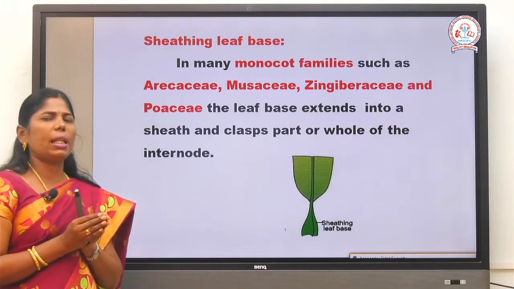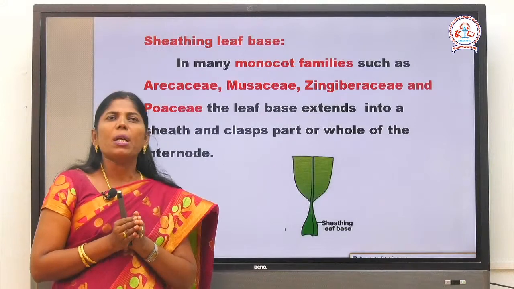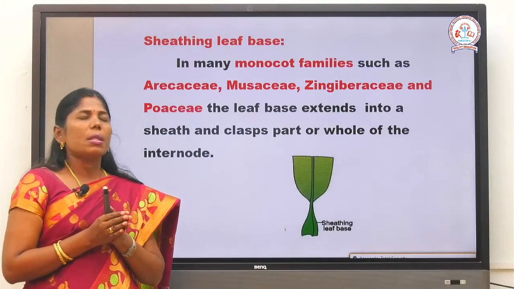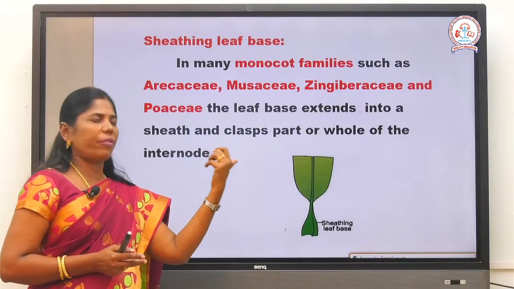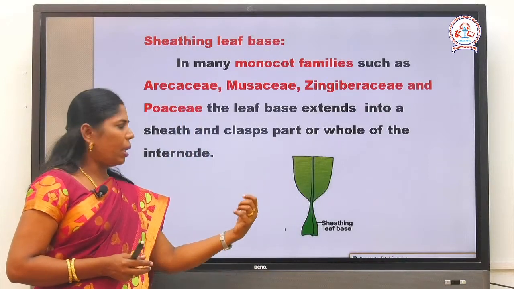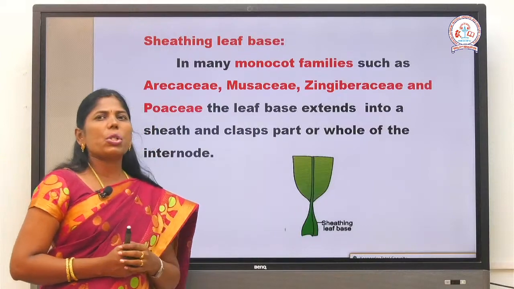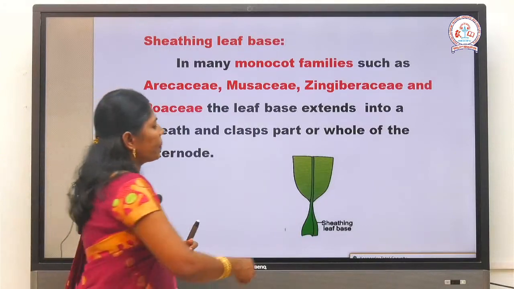So, where is the sheathing leaf base? The sheathing leaf base is in the monocotyledons. So, that is the leaf base of monocot and the leaf base of dicot. The leaf base of dicot is called pulvinous, and the leaf base of monocot is called the sheathing leaf base.